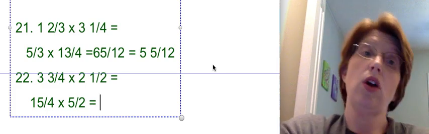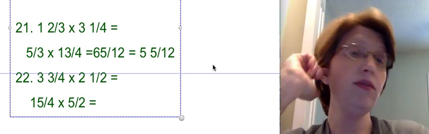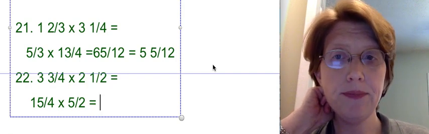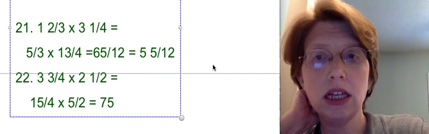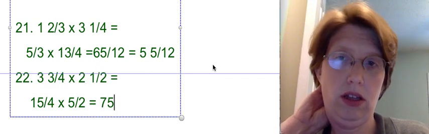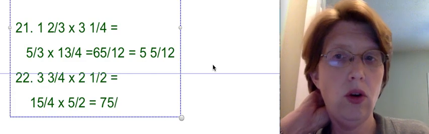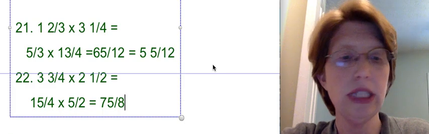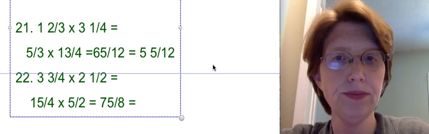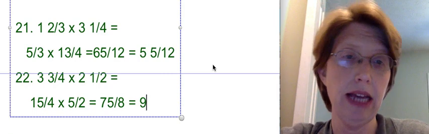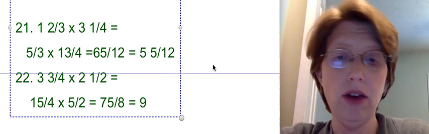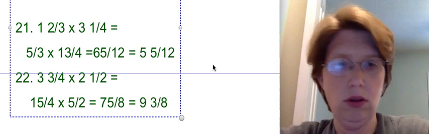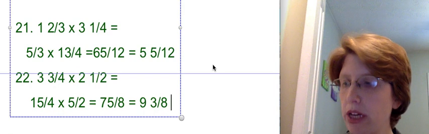Now some of these are larger multiplication facts, and if you need to, write them off to the side there. Okay, so that's going to be 75 over, what's 8 times 2? 8. 8 goes into 75 9 times, with a remainder of 3/8. Oops. 9 3/8 should be your answer there.